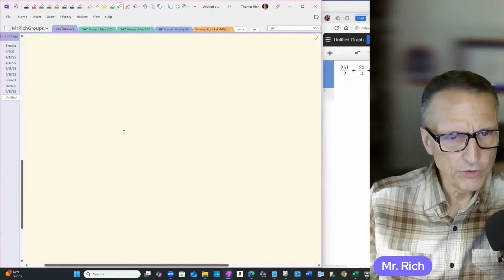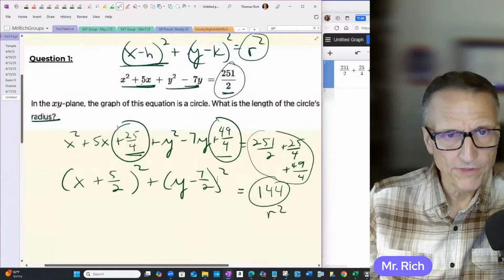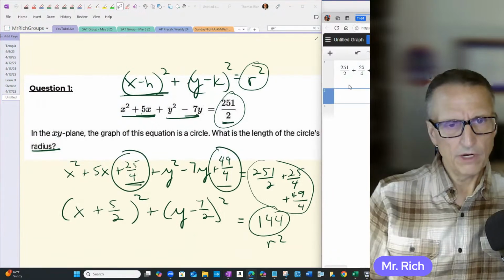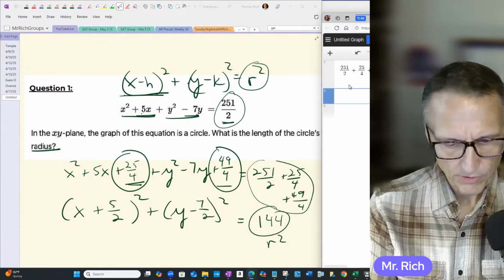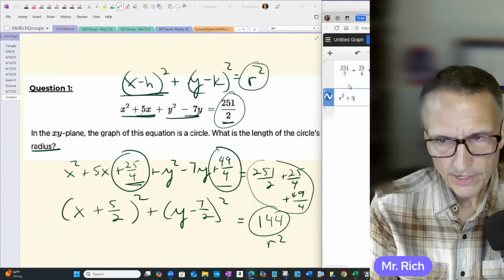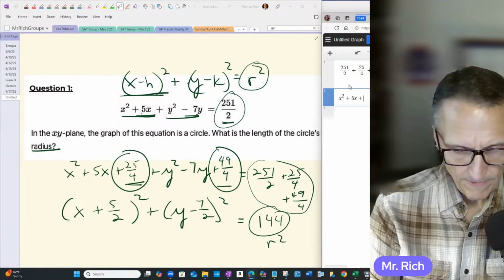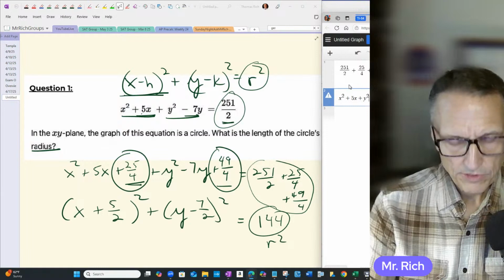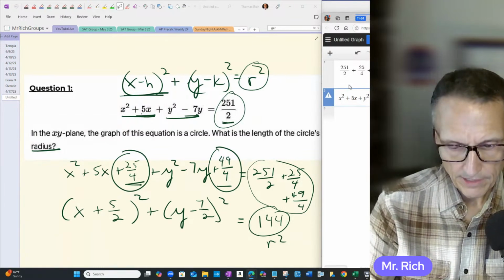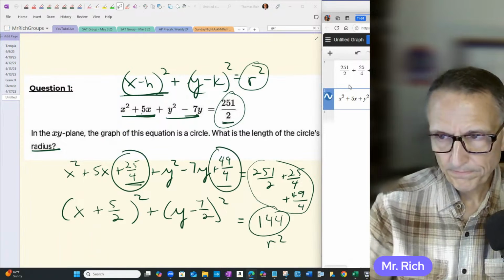Now I did want to show you one other thing that we can do here. I want to just go ahead and graph the circle, right? Desmos doesn't need a circle's equation to be in a certain form for it to graph it. We just need to go ahead and put the equation in as it is. And Desmos knows how to graph it. So I'm going to go ahead and put this in.